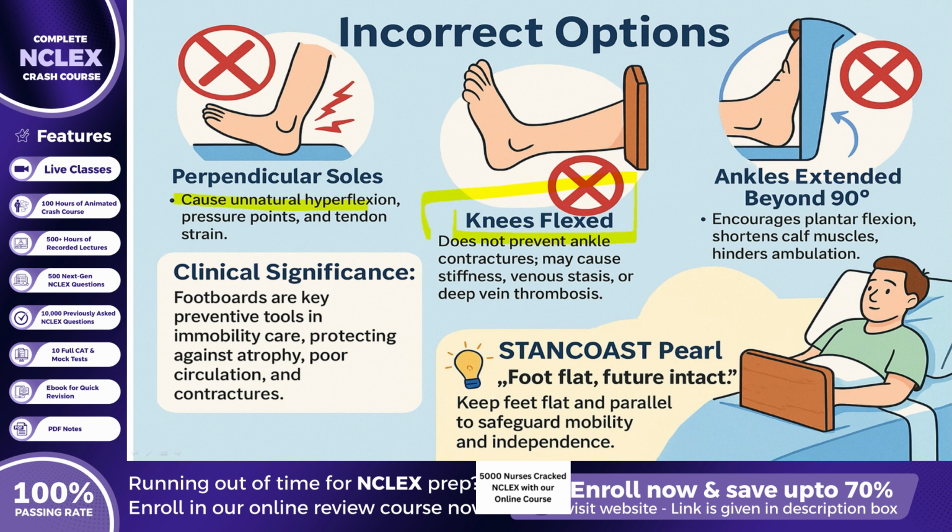Finally, option 4, ankles extended more than 90 degrees, directly encourages plantar flexion, which is exactly the complication the footboard is designed to prevent. When ankles are left in this extended position, calf muscles shorten and stiffen, making dorsiflexion difficult or even impossible later. This interferes with walking, balance, and overall independence in daily living.